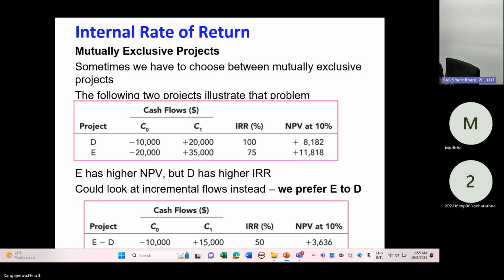Then sometimes we have to choose between mutually exclusive projects. What is meant by mutually exclusive projects? Mutually exclusive. I can remember you learned this from mathematics in grade 8. Mutually exclusive. There are the mutually exclusive events.